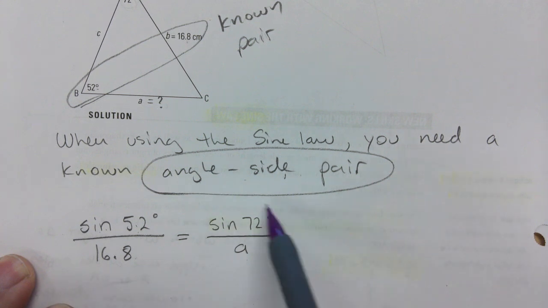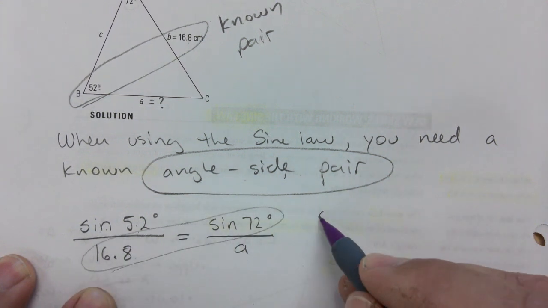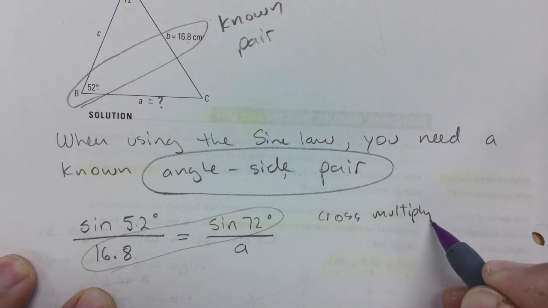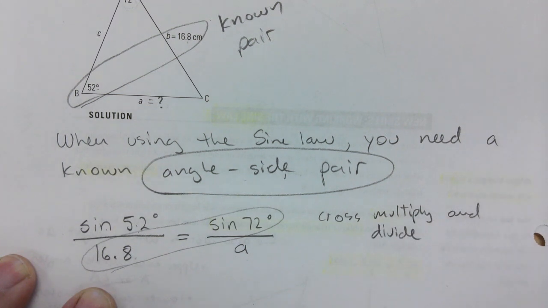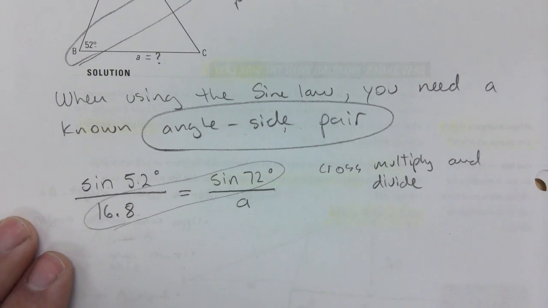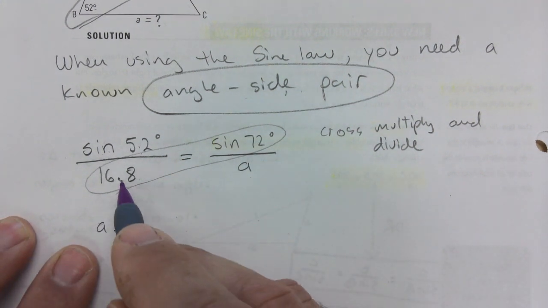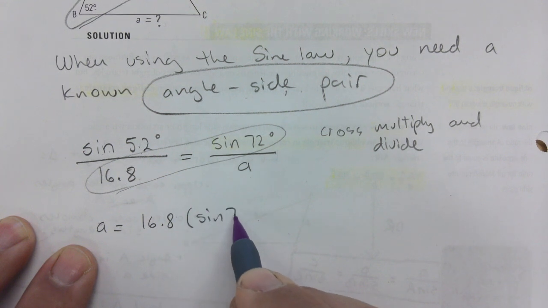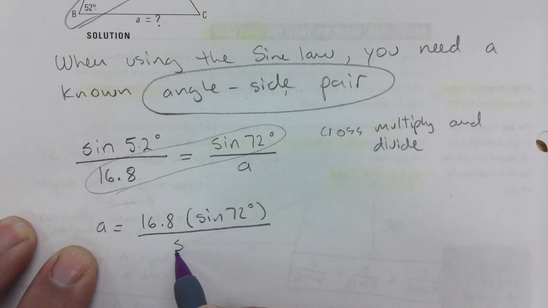So this looks like a proportion. We cross multiply and divide, which we've done so many times by now, right? So watch, I want you to show me the work though. A is going to be equal to 16.8 times sine of 72. Just write this down for now, and then I'll walk you through how to use your calculator. Divided by sine of 52.